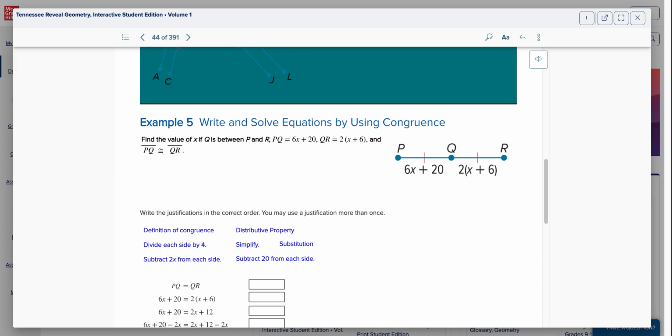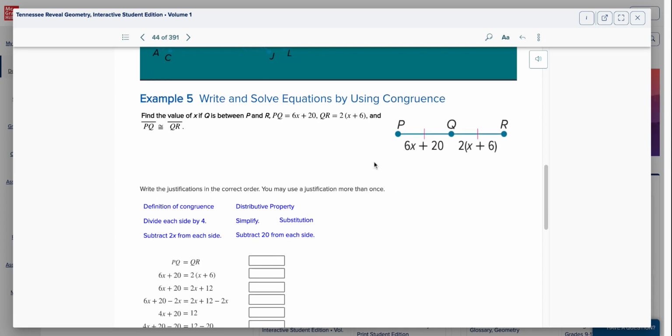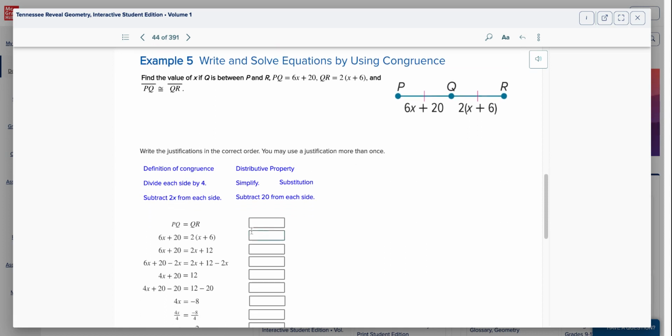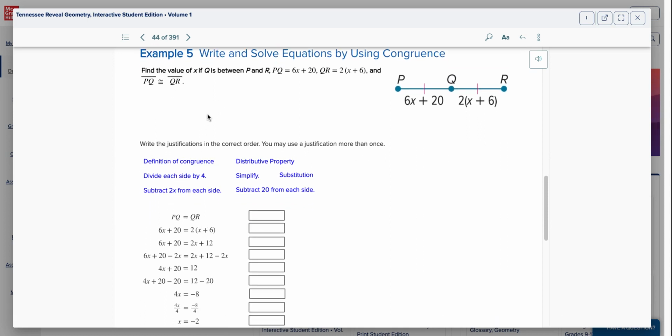Well, they're marked equal, you guys. If PQ, which is 6x plus 20, has a little tick mark, and QR, which is 2 times x plus 6, has a tick mark, they are congruent to each other. You put an equals in between, which is what they've done here. Okay. Write the justification. Well, that is what we were given, which is a typical proof.